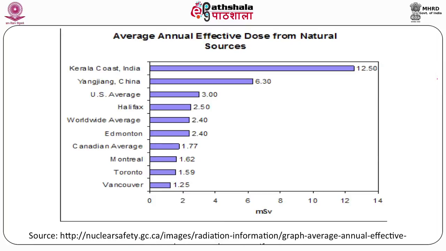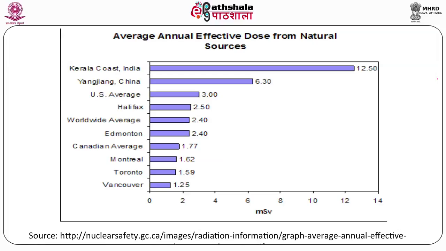Just to give you an idea, what is the average annual effective dose from natural sources which cannot be avoided? Natural radiation cannot be avoided, and let us see what is the effective dose from all these natural sources. For example, the Kerala coast in India, as I was talking to you a little earlier, has a natural background radiation of 12.5 millisievert per year. So each person living in that region receives at least this much dose. We will later contrast this amount of natural background radiation with the permissible limit of radiation, and then we will try to argue why the permissible limits are kept at the level they are.